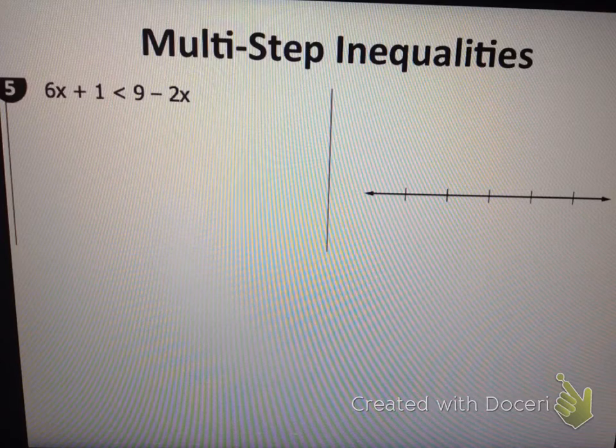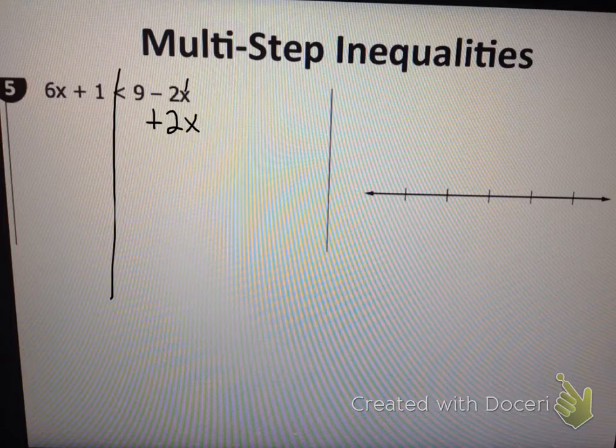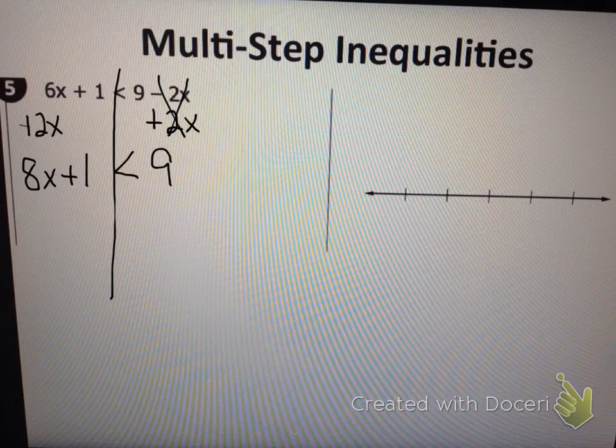Number 5, what you've got to do is pick a side for your variable. I'm going to take all of mine to the left just because that's going to be the easiest for us to see. So to do that, I'm going to add 2x, because again, I want to cancel it out on this side, so I have to do the opposite. So plus 2x, what I'll have is 8x plus 1 is less than a positive 9.